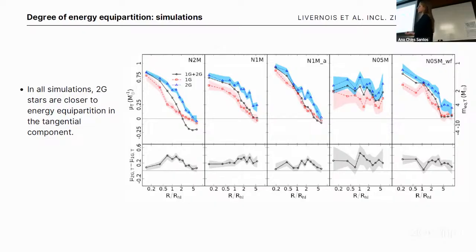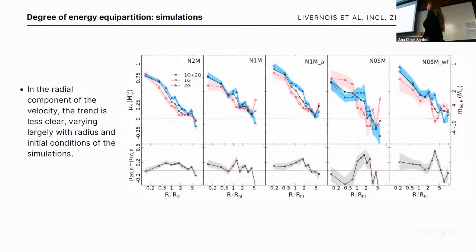And you see that in the tangential direction, second generation stars always present higher energy equipartition than first generation stars. In the radial component, we also see these differences, but it's varying a lot with radius and also with the initial conditions of the stars between first and second population.